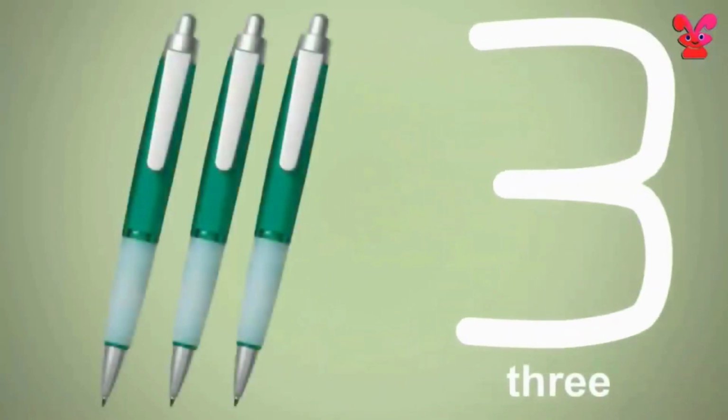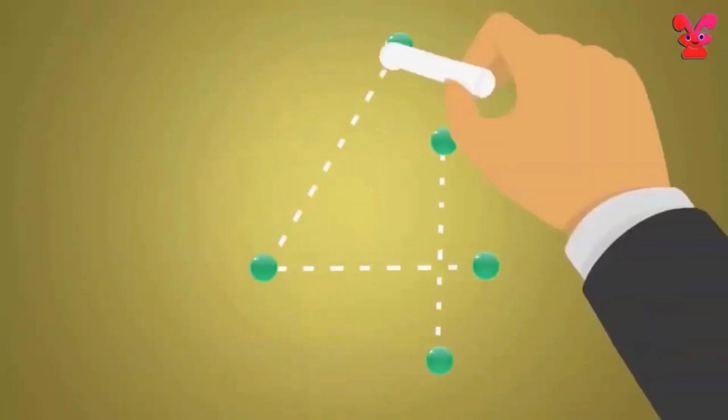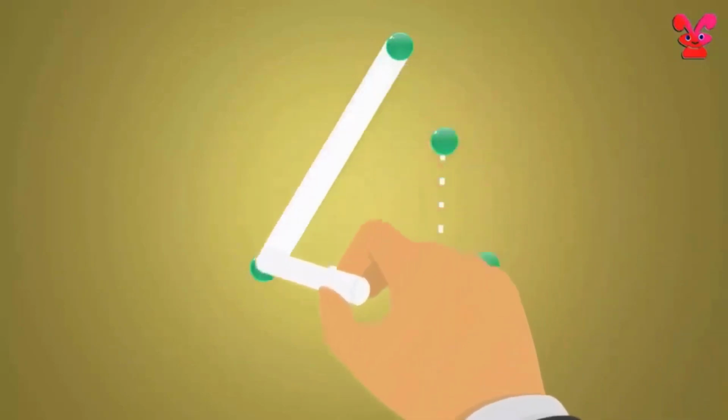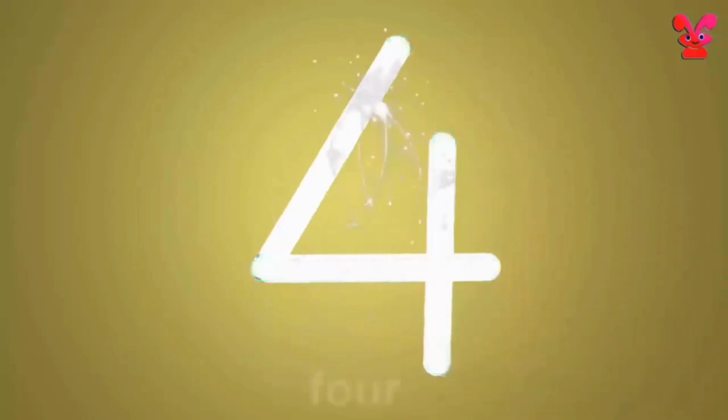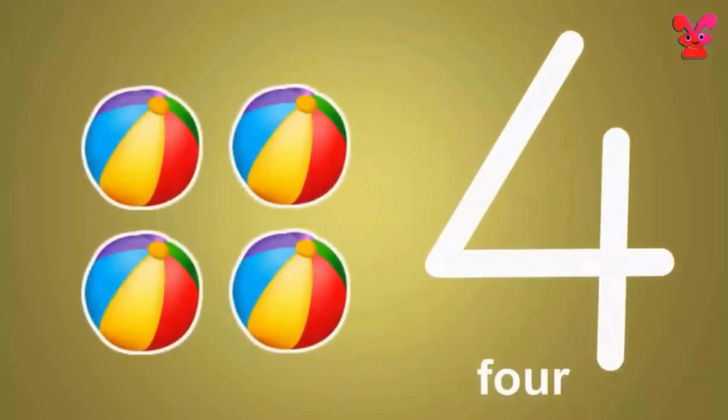Three. Three paints. Four. Follow the dots to write the number. Four. Four balls. Five. Follow the dots to write the numbers.